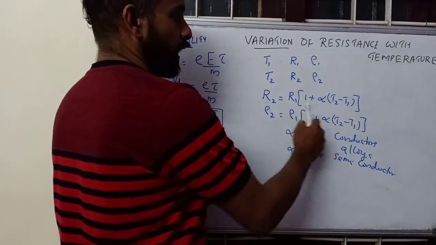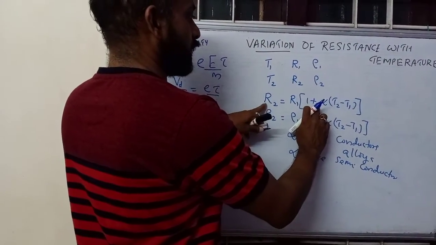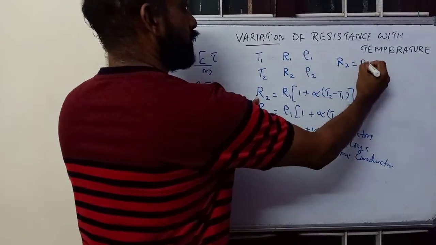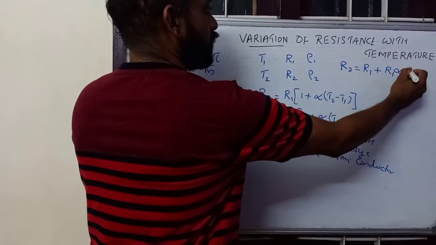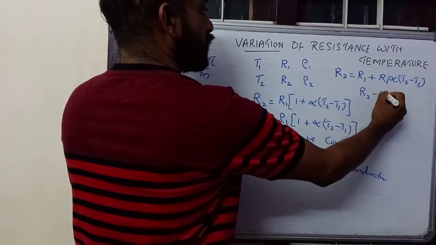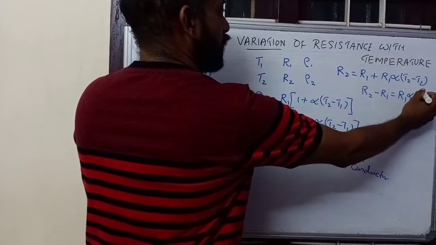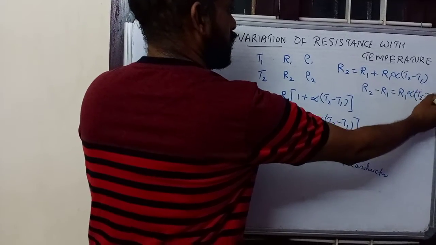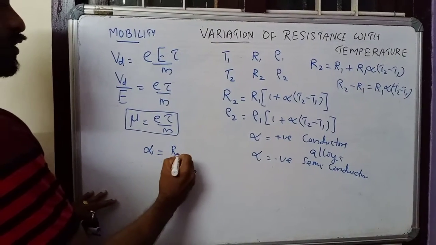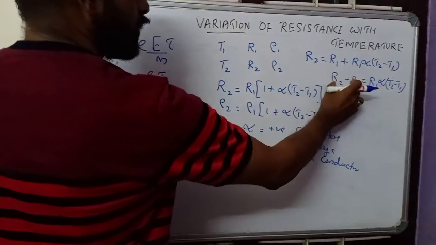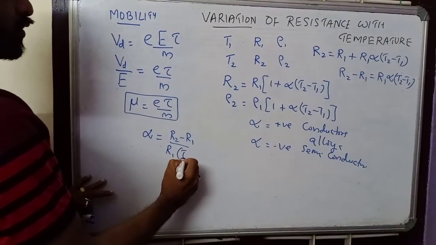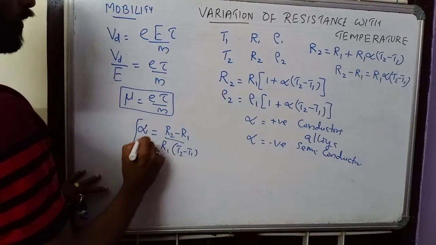Now we need to get the equation for alpha. From this relation we can get alpha. Expanding this relation, R2 = R1 + R1α(T2 − T1). Taking R1 to the left side, R2 − R1 = R1α(T2 − T1). Now I need the equation for alpha. So alpha is equal to (R2 − R1) divided by R1(T2 − T1). This is the equation for alpha.